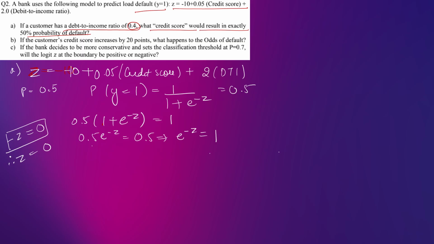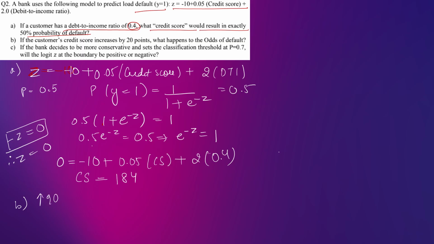Now you put it in the equation, you'll get 0 is equal to minus 10 plus 0.05 CS plus 2 into 0.4, since the debt to income ratio is given in the question as 0.4. By this we'll get the credit score as 184. I hope this would be clear. Now B part. If a customer's credit score increases by 20 points, what happens to the odds of default?